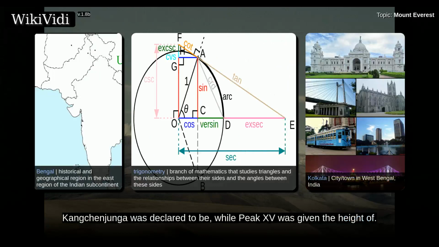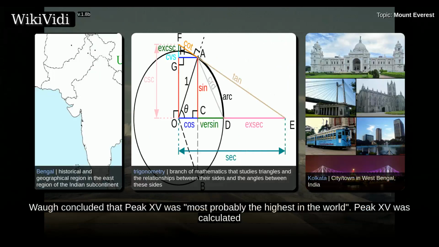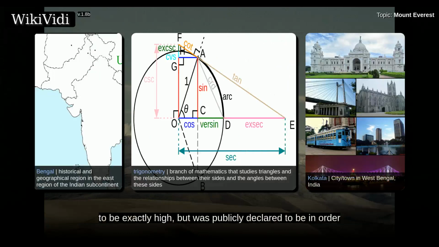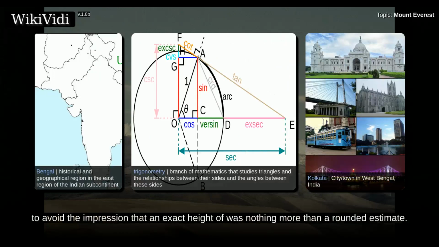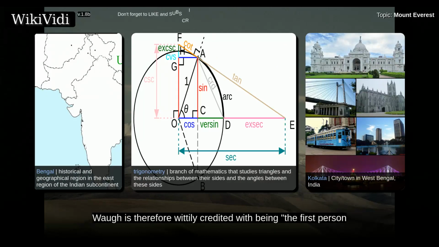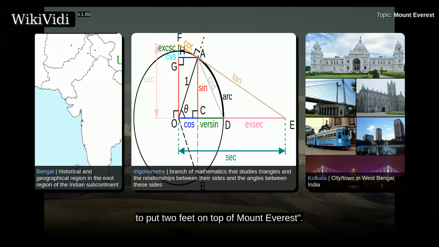Kangchenjunga was declared to be, while Peak 15 was given the height of. Waugh concluded that Peak 15 was, most probably, the highest in the world. Peak 15 was calculated to be exactly high, but was publicly declared to be in order to avoid the impression that an exact height of was nothing more than a rounded estimate. Waugh is therefore wittily credited with being the first person to put 2 feet on top of Mount Everest.